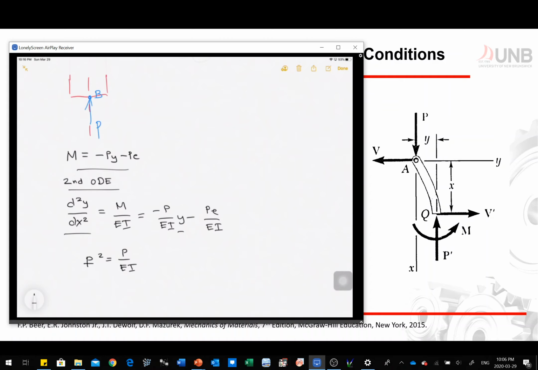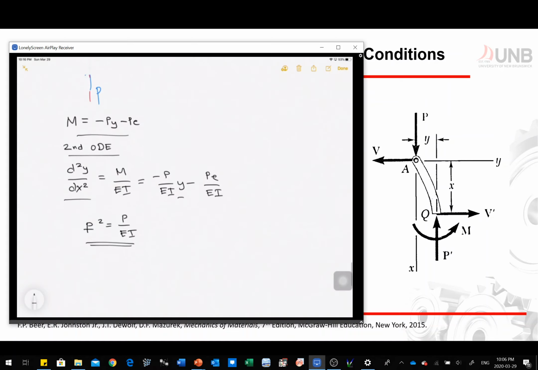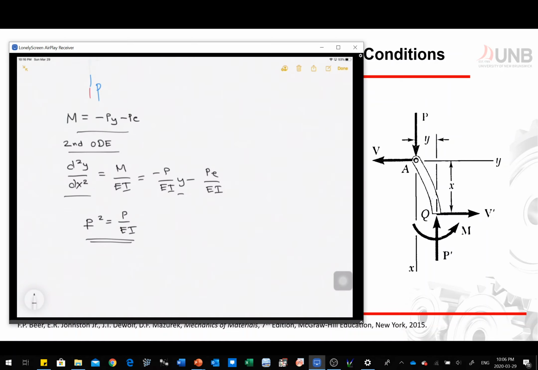And if we substitute this assumption right here, we can get d squared y over dx squared plus p squared y is equal to negative, so we have another P over EI right there, so negative p squared e. Now we have y, we have d squared y.